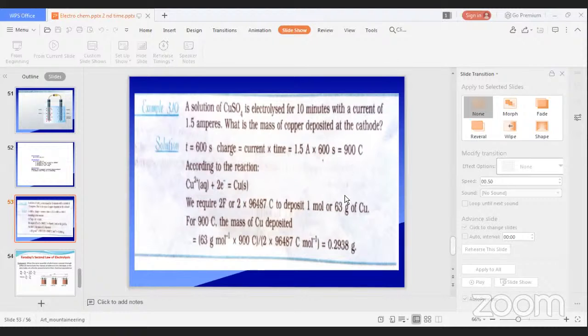Then 900 coulombs equals how much? Simply by cross multiplication: 2 into 96,500 coulombs gives 63 grams, then 900 coulombs gives X. X equals 63 into 900 divided by 2 into 96,500. So 0.29 grams will be deposited. That is according to the first law.